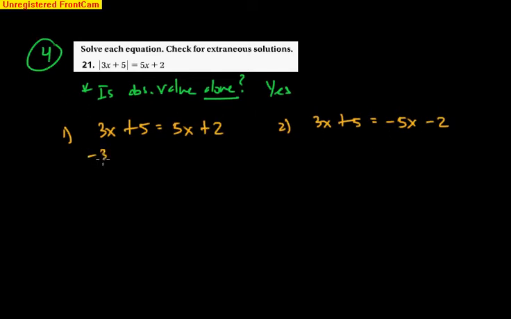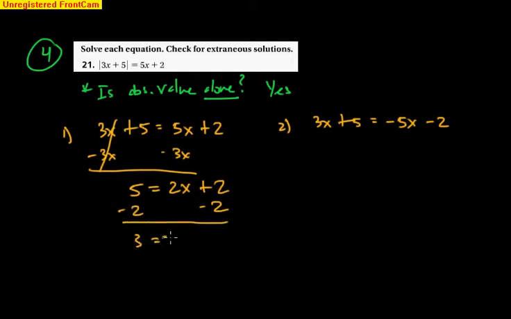On this one, I'll subtract 3x. 5 equals 2x plus 2. I'll subtract 2. 3 equals 2x, and I'll divide by 2. And again, we talked, you can have 3/2 equals x, or you could have 1.5. I don't care. So that is potentially one solution.